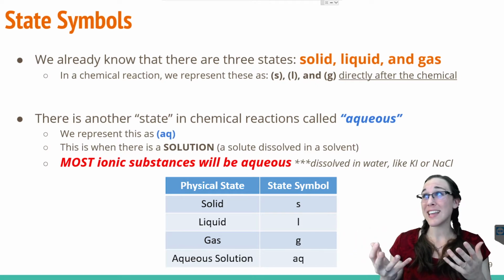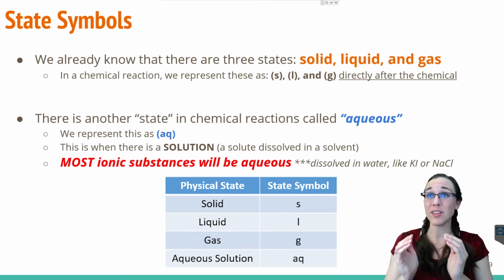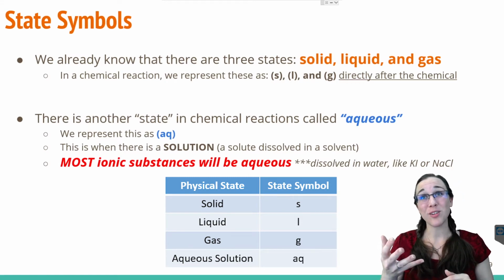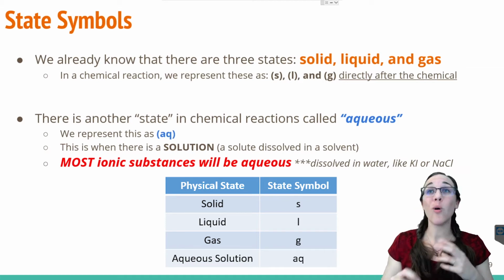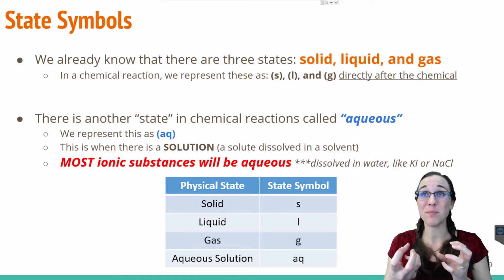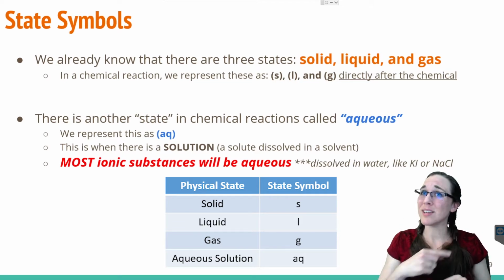So anytime you're doing this predicting product stuff and you need to put a state symbol after the chemical, please make sure that you're thinking, oh, that looks like an ionic, that looks like a cation and an anion, or that looks like a metal and a nonmetal bonded together. So it's got to be ionic. It's likely going to be aqueous as my state symbol.